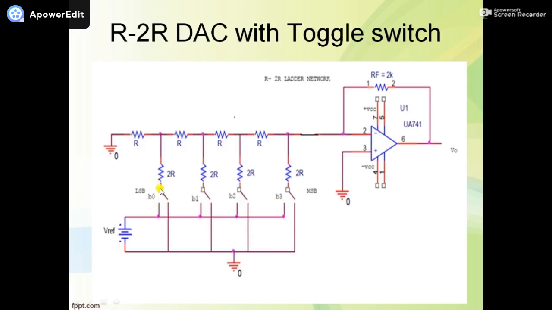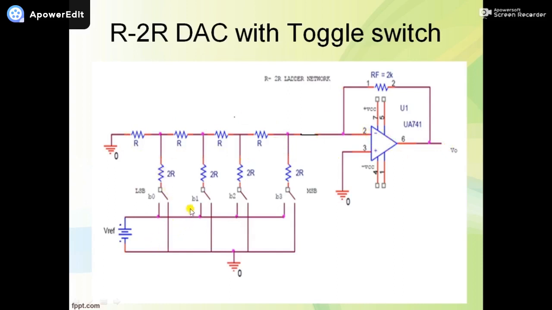Then whatever the output of this B0 switch is, it flows towards pin number 2 of the 741 op-amp. The remaining outputs of B1, B2 and B3 are zero signal, zero state. At that time, with the help of the V0 equation for the inverting amplifier, we will get the particular output signal according to the resistor values.